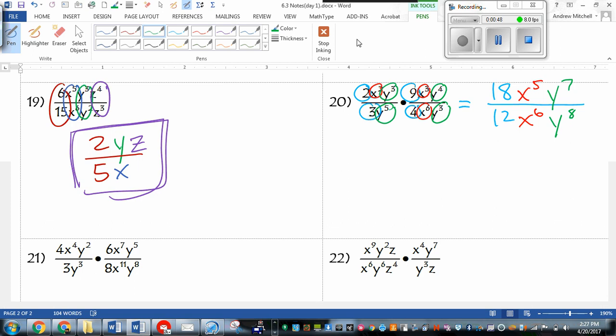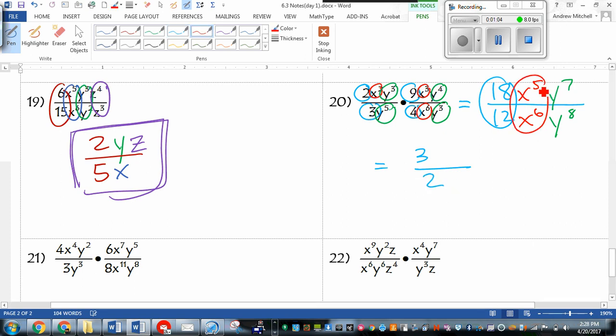Now we need to divide. Right, so now we're simplifying these. So 18 over 12. We can divide both of those by 6. So we're going to end up with a 3 on top and a 2 on the bottom.